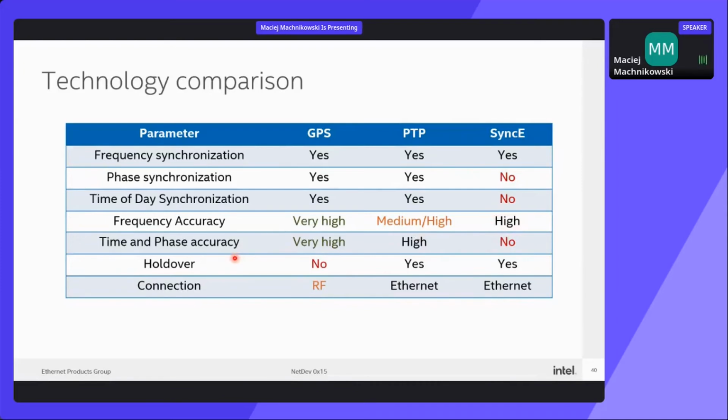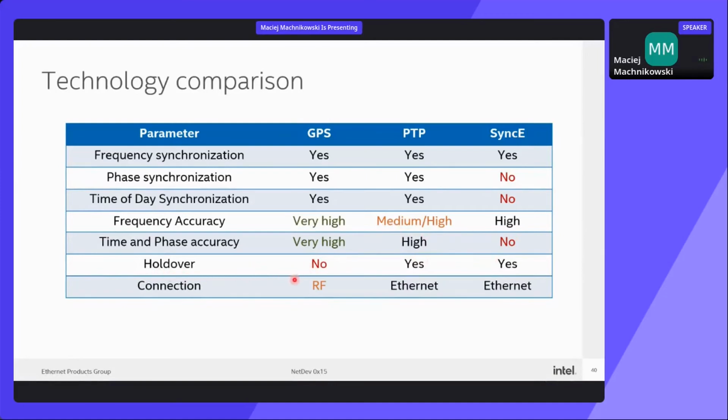If it comes to time and phase accuracy, the GPS provides obviously very high accuracy because it can output 1 pulse per second signals. So it will send a 1 PPS signal and the time of day message on a different channel. So this is the highest reference. Then PTP can also have very high quality, up to a couple nanoseconds, and SyncE does not transfer this.